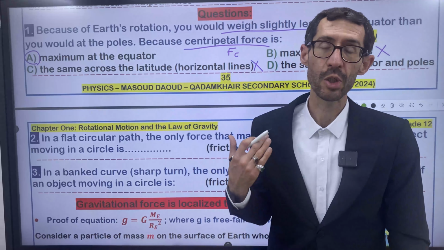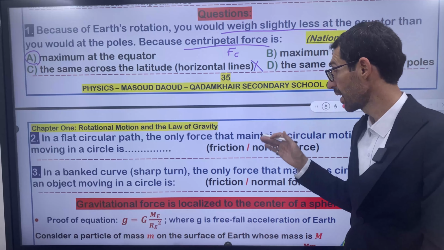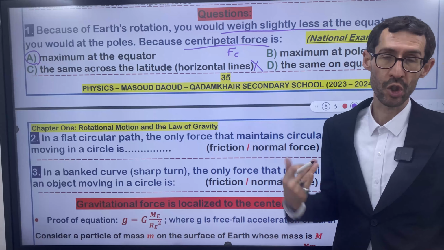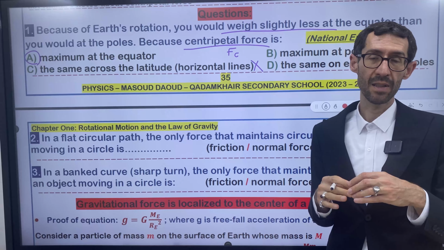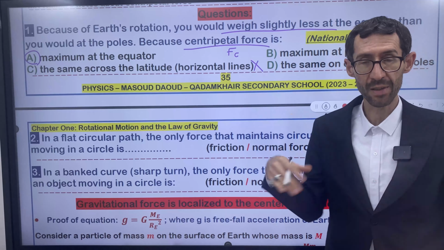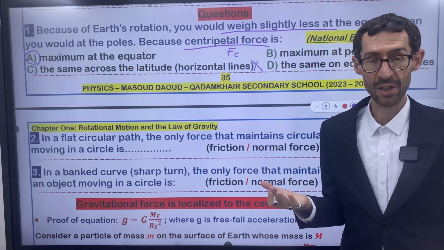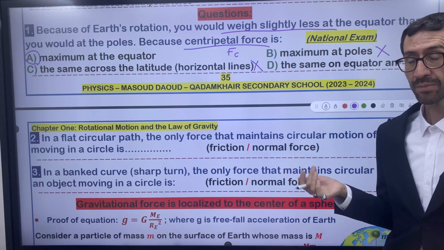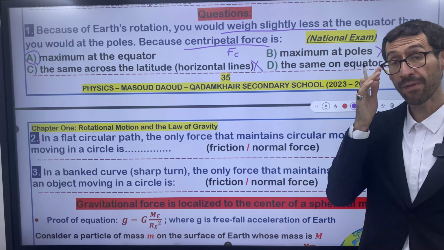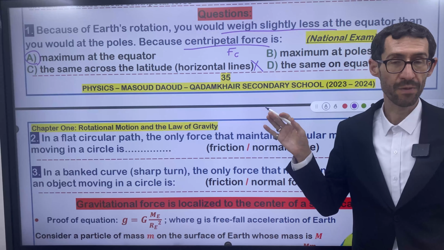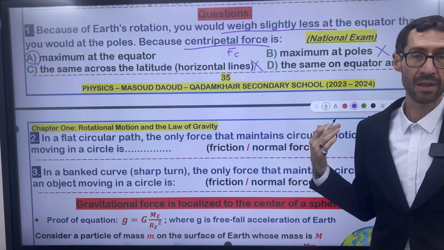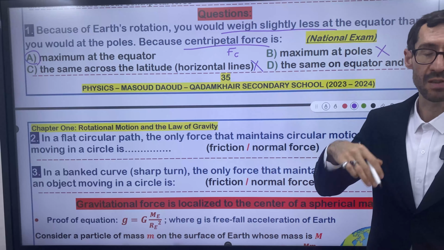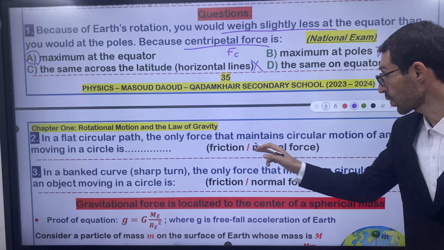In a flat circular track, what's the meaning of flat circular track? It means there's no sharp turn. It's an ordinary circular track. Think about the circular path of a car, for example, or the square in your city. In this situation, it's a flat circular track. So which force is in charge of creating the centripetal force, of moving the objects around the circle? Is it friction or normal force?